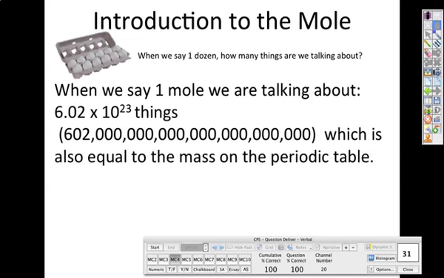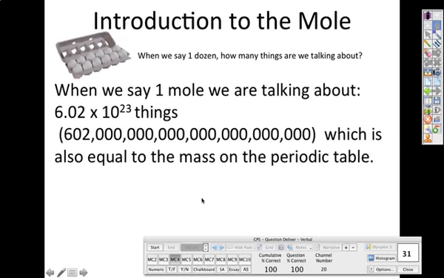But that's good for us when we're talking about chemicals, because most of the time I'm going to be talking about atoms or an element or a compound. And unless I get this many of an atom, I'm not going to be able to really start seeing it. So that's why I have to have so many of them.